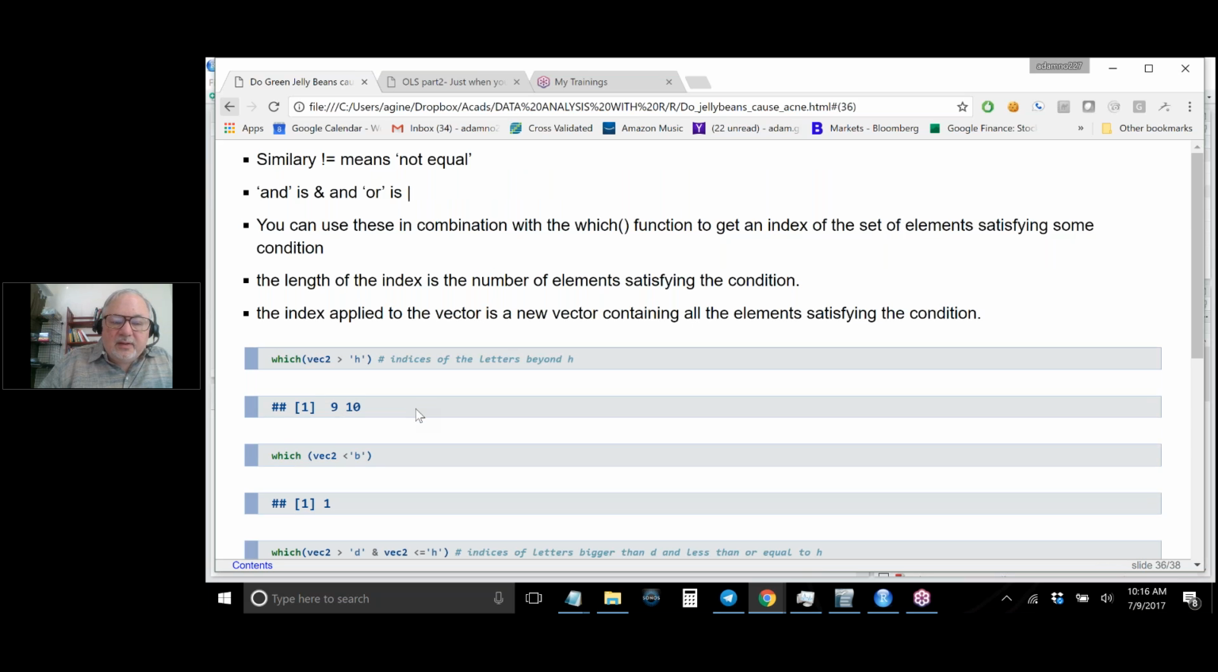So to just go on, if instead of two equals I use exclamation point equal, that means not equal. And if you want to say and for two conditions, it's the ampersand, and the or is a single straight line. So you can use these in combination to get an index with the which function of which elements satisfy some condition. The length of this index is how many, okay? And if you apply the index to the vector, you're just going to get the elements satisfying this condition, okay?